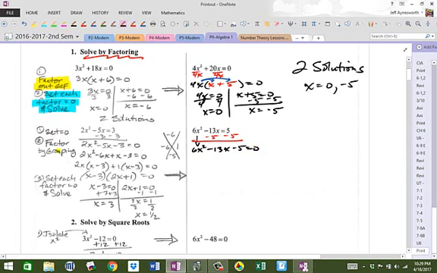Now we're going to factor by grouping. When we do, we multiply the first and third terms. So 6 times negative 5 is negative 30. So what two numbers multiply to negative 30 and add to this middle term, negative 13? Well, I know that 2 times 15 is 30, so I'm going to write down 2 and 15. One of them has to be negative. So 2 times negative 15 is negative 30, and 2 plus negative 15 is negative 13.